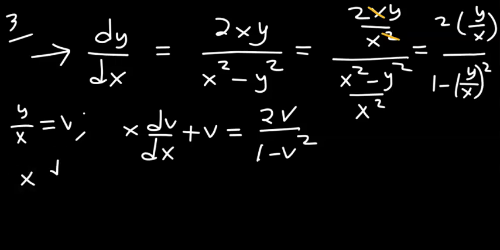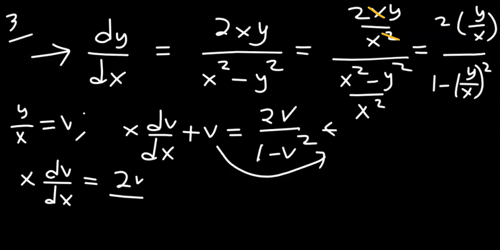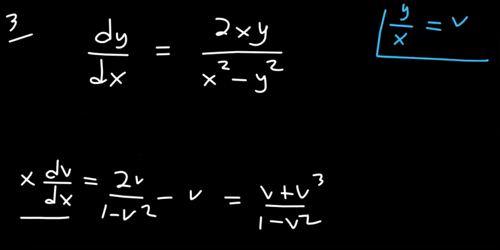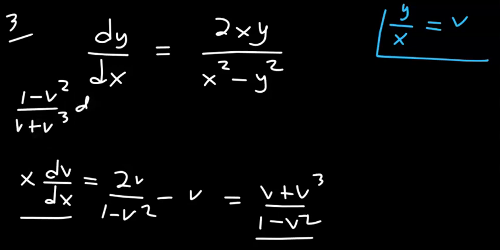Now we can rewrite this line in the following manner. By bringing this v to that side, it's going to be 2v over 1 minus v squared minus v. And by making the denominator common, we get v plus v cubed over 1 minus v squared. And we see that from this side and that side, the variables can be separated into the following form: 1 minus v squared over v plus v cubed dv equals dx over x.